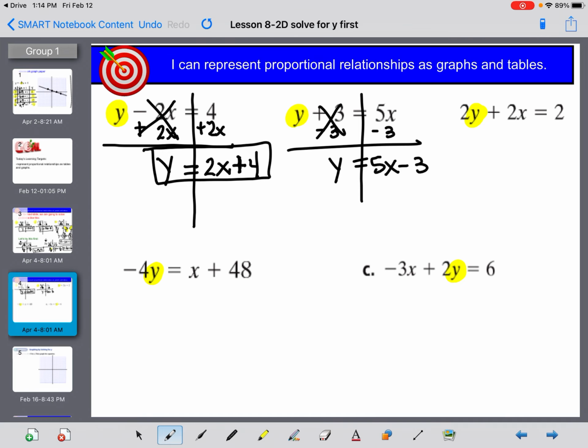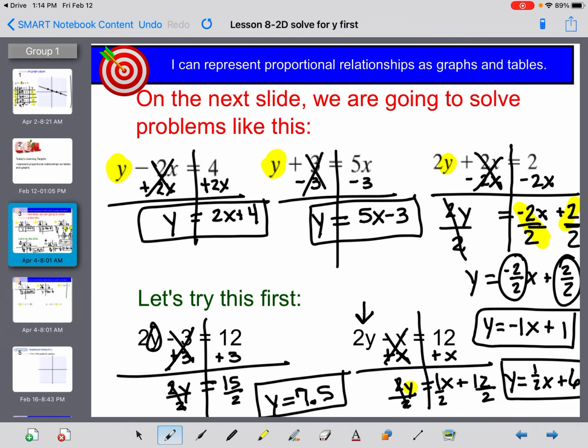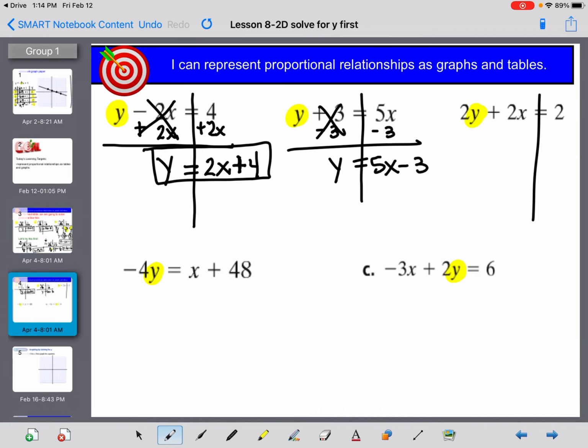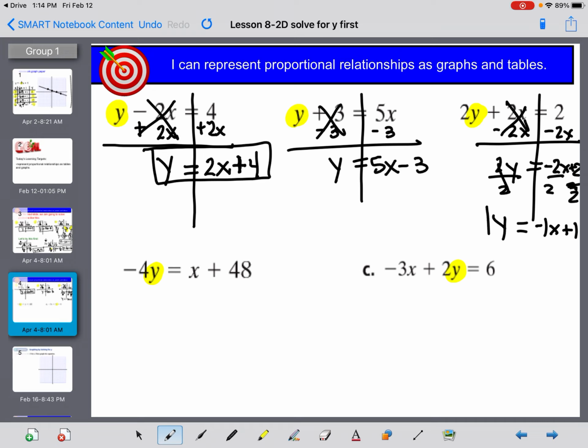Oh, did I just do these? We sure did. Okay, let's do these. As a reminder, minus 2x on both sides. 2y equals negative 2x plus 2. Now I divide by 2. You have to divide each thing by 2. And you're ending up with y equals negative 1x plus 1.